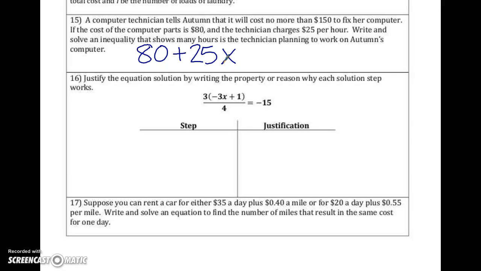So no more than. So this is her cost, and it's not going to be more than $150. So it has to be less than or equal. It can still be equal without being more. So it's just not more, but it could equal. And then we can go ahead and solve this.